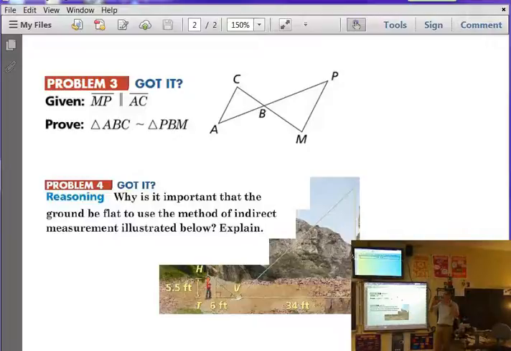You know that CBA and PBM are congruent by vertical angles? Okay, so we got vertical angles. So the first thing I see is that. And then CA is parallel to MP, because I see this in my given. That means that angle C is equal to angle M by alternate interior angles. Alternate interior. And then same for A and P. Alternate interior.